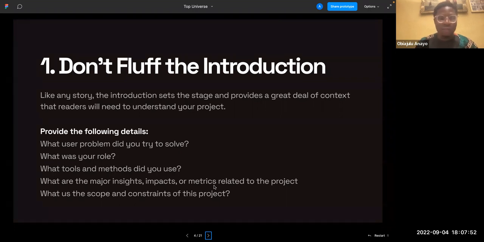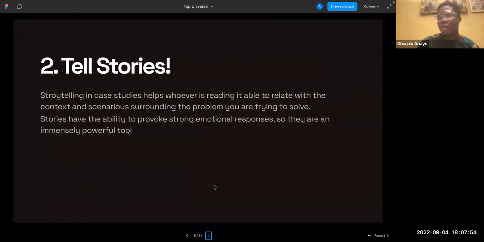So the second thing is tell stories. Storytelling is very important in case studies. And one thing about storytelling is that, because we are humans, we always want to tell stories. We always want to relate with people.